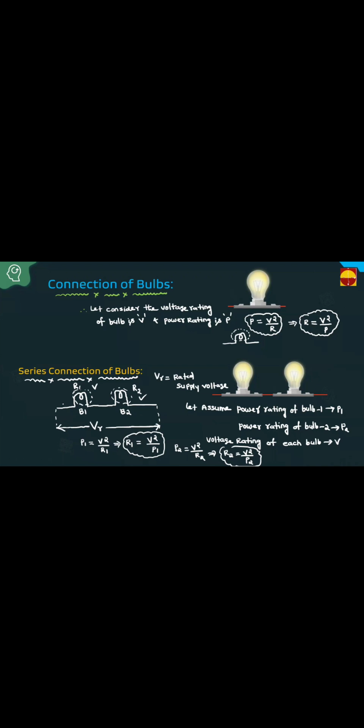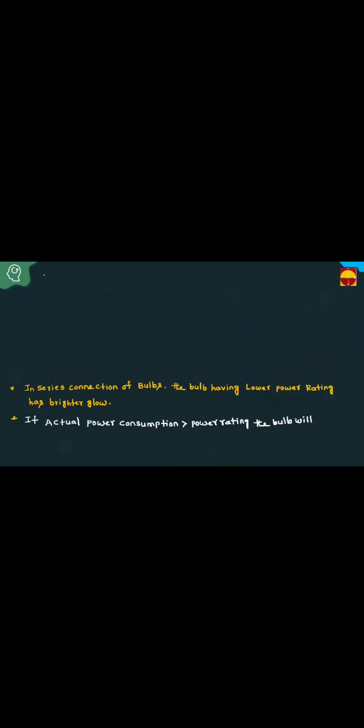Now, what is the current in this series combination? In series combination, current remains constant. So I equals VR by R1 plus R2. Then what is the power consumed by bulb 1? The power consumed by bulb 1, P consumed 1, is I square into R1, since the current remains constant.